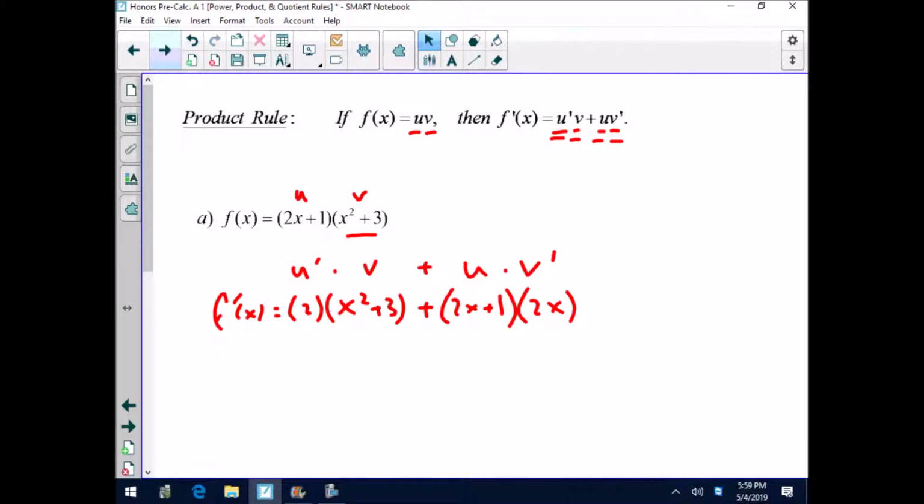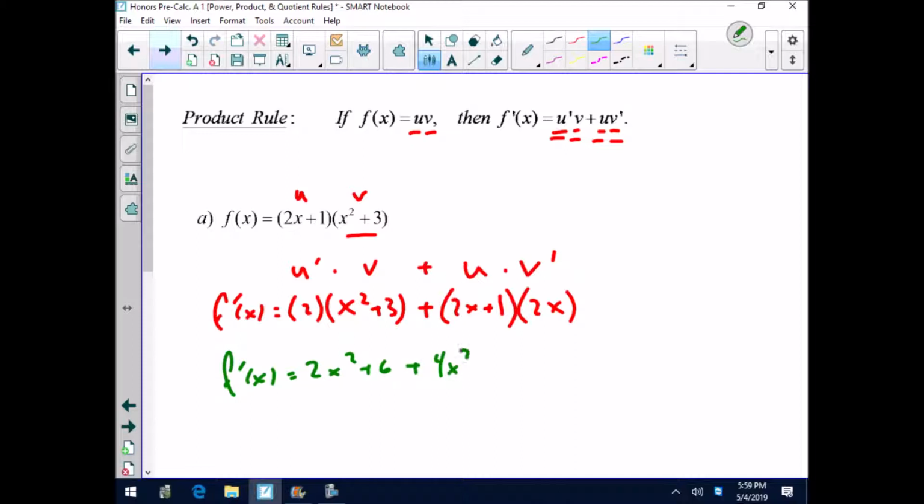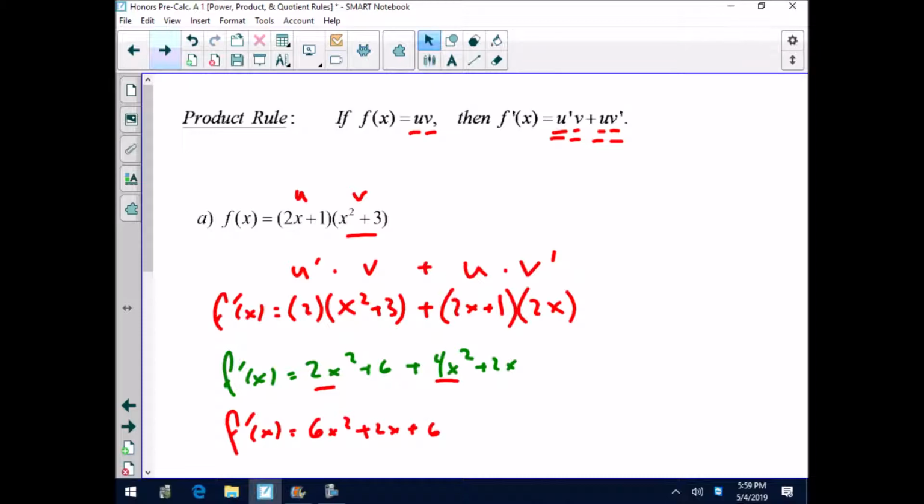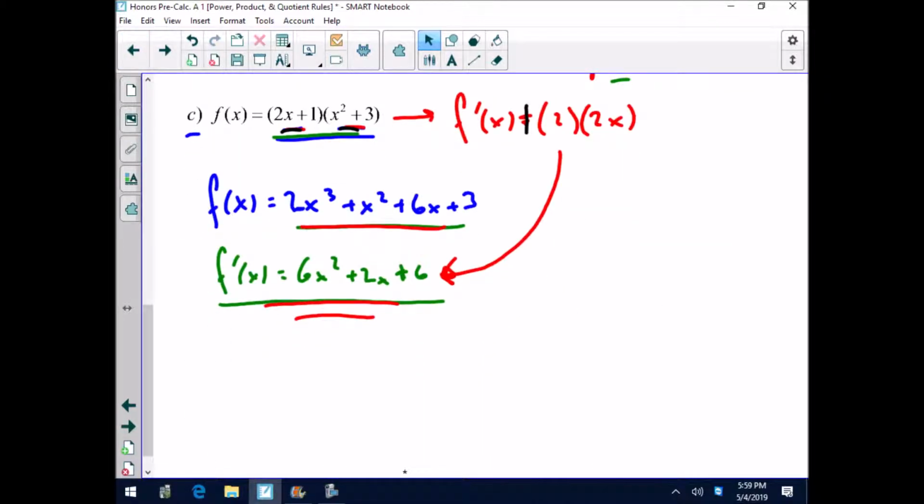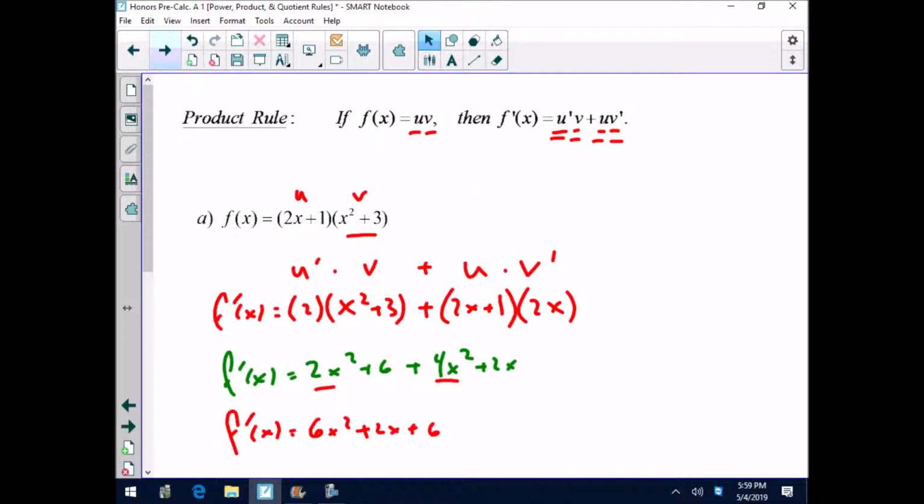Now right here, if we multiply all this out, it should give us our derivative from the previous page, right? So if we do this multiplication, we're going to get 2x squared plus 6 plus, and then right here we can call this 4x squared, and then plus 2x. And of course, when we combine like terms, we can say that our derivative would be 6x squared plus 2x plus 6, which is our derivative from the previous page. So right here, this is the product rule.